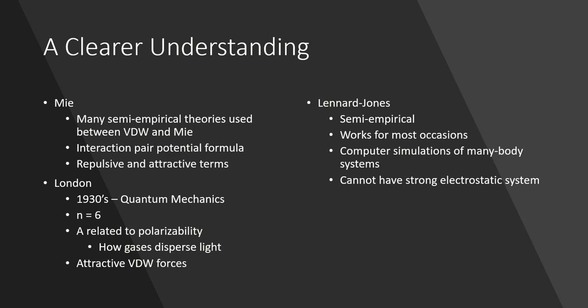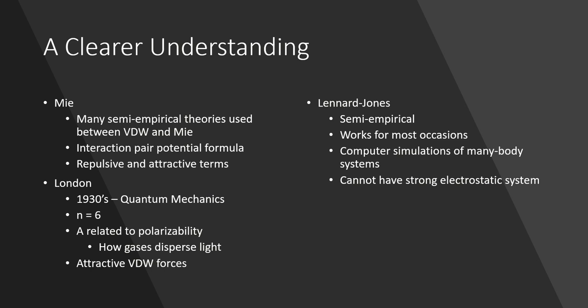After the van der Waals equation of state was still not entirely accurate, many theories were proposed, along with semi-empirical functions to obtain a better understanding of intermolecular forces. Mie created one such equation of the interaction pair potential form, which accurately accounted for attractive and repulsive forces as well as distances between particles.